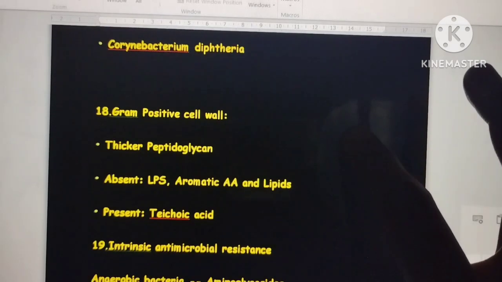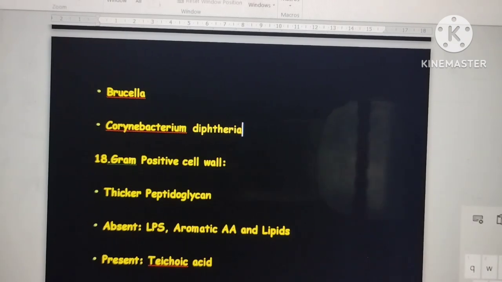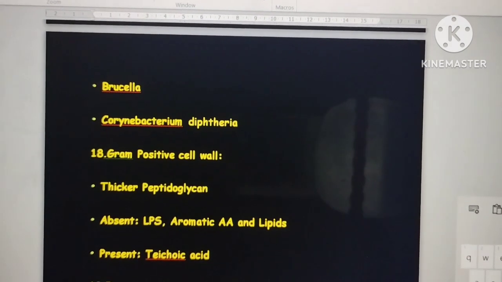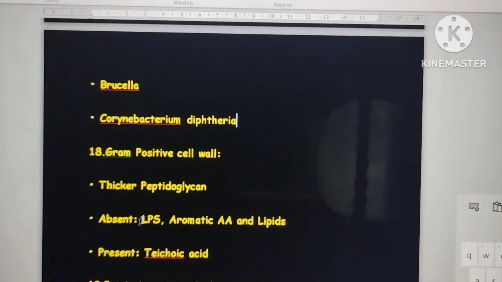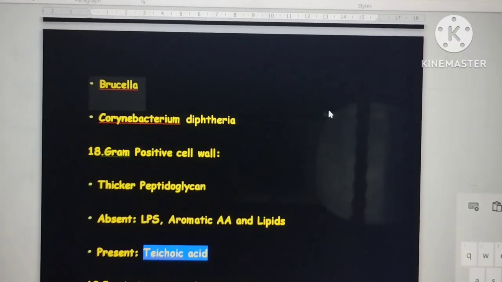So next, gram-positive cell wall. So always remember it will be having a thick peptidoglycan, whereas gram-negative will be having thin peptidoglycan. Here there is an absence of lipopolysaccharide, aromatic amino acids and lipids. But in gram-negative, lipopolysaccharide is a main and important component for gram-negative bacteria. And teichoic acid is present in the gram-positive, whereas it is absent in gram-negative. So remember here, LPS is usually present in the gram-negative bacteria, whereas teichoic acid is usually present in the gram-positive bacteria.